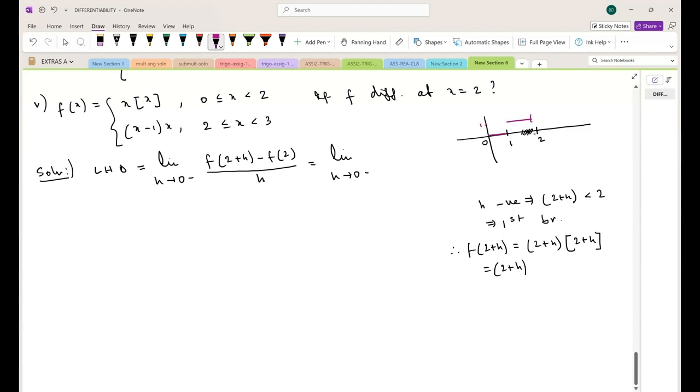Just left to the 2, it is 1. So this is 1. So that means it is 2 plus h. Okay. So let me put it here. If 2 plus h is 2 plus h. And of course, what is f2? You can see when x equal to 2, here, the value is 2 minus 1, that is 1 into 2, 2. So this is 2. Whole divided by h. So that is equal to 1.